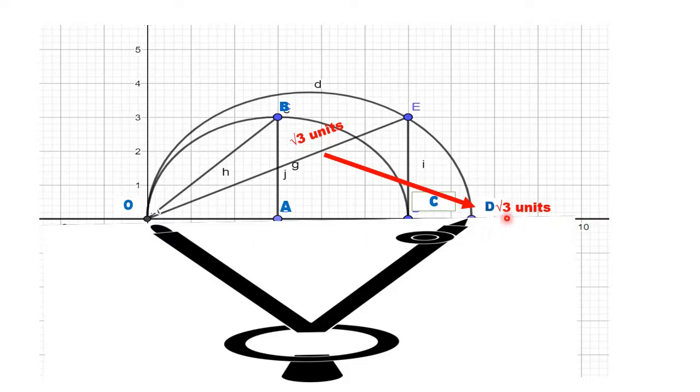Now we located root 3 on the number line at point B. We obtained OE is equal to root 3 by Pythagoras theorem. Do you remember that OE and OD are the radii of the same circle? Hence, OE is equal to OD and both of them are root 3. And we have located root 3 on the number line at point D.